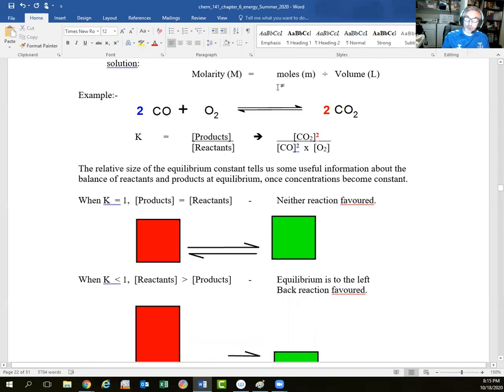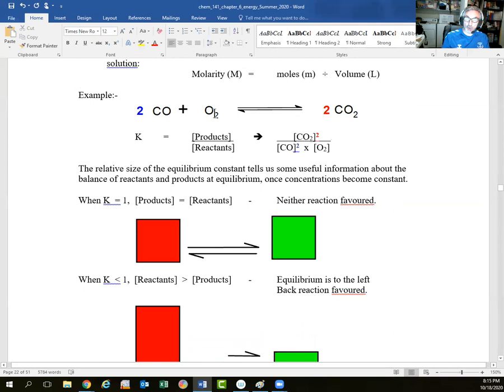We haven't done calculations for molarity yet. We'll come back and look at that in chapter 8. So the total moles of that solute, that chemical, divided by the volume in litres, presumably of water, the solvent, gives us the concentration.